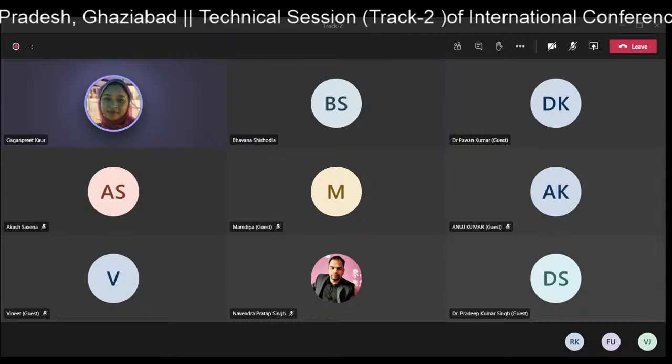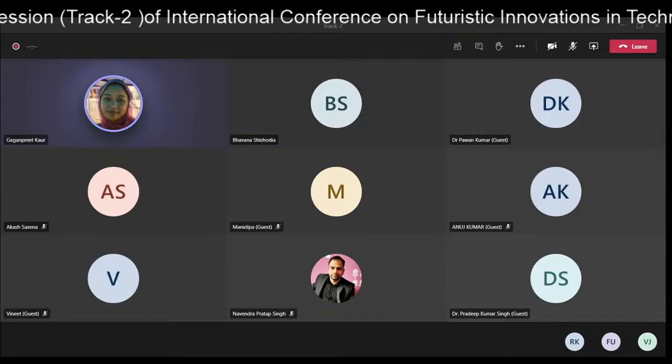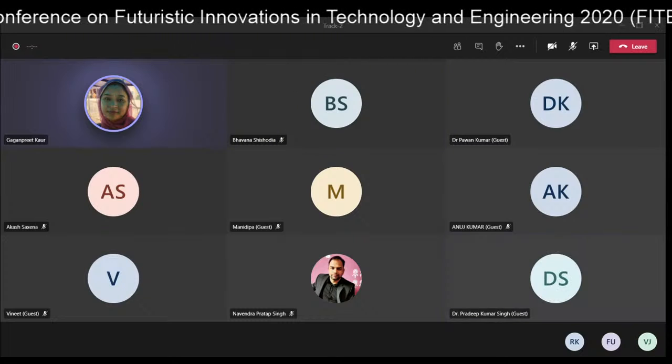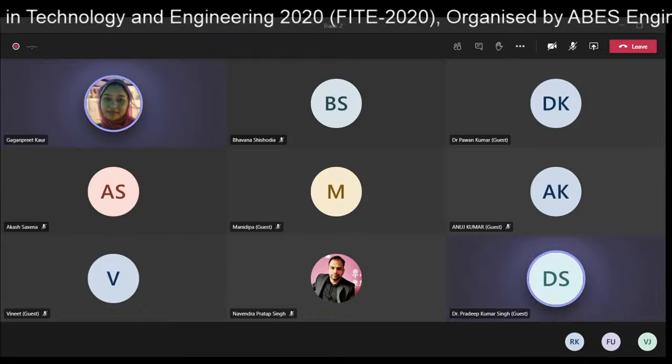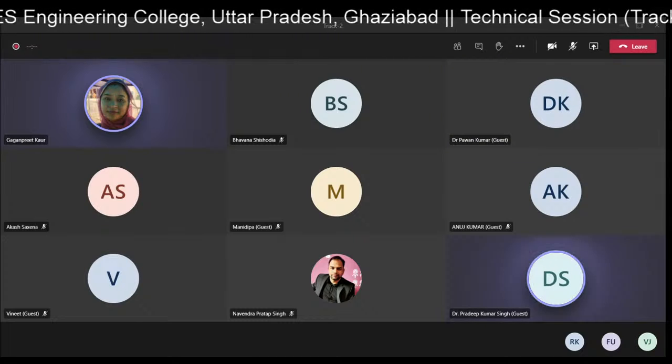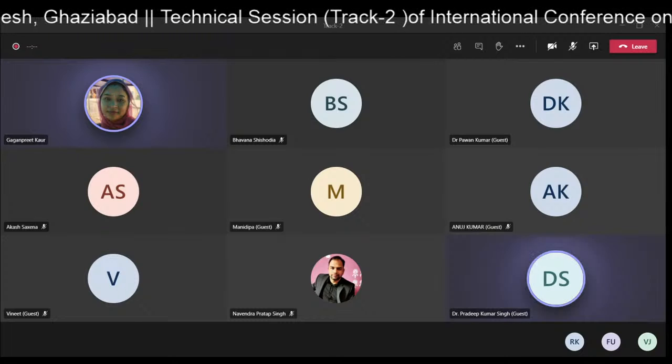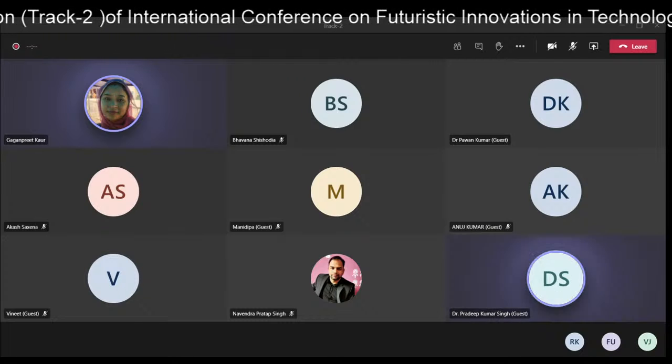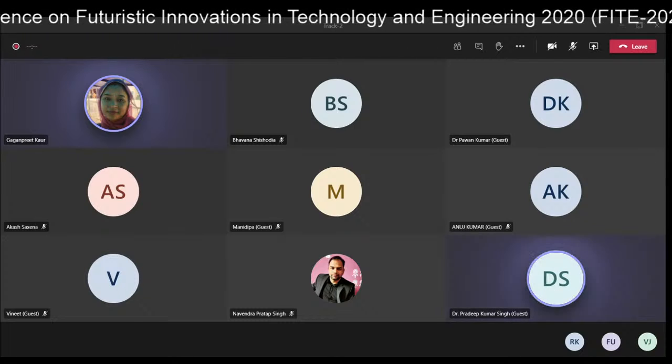Thank you, Pawan sir. Now I would call the next paper, that is paper number 41, authored by Vandana Jha, and the title of the paper is Modeling and Simulation of H-type Multi-Level Inverter with Secondary Circuit.